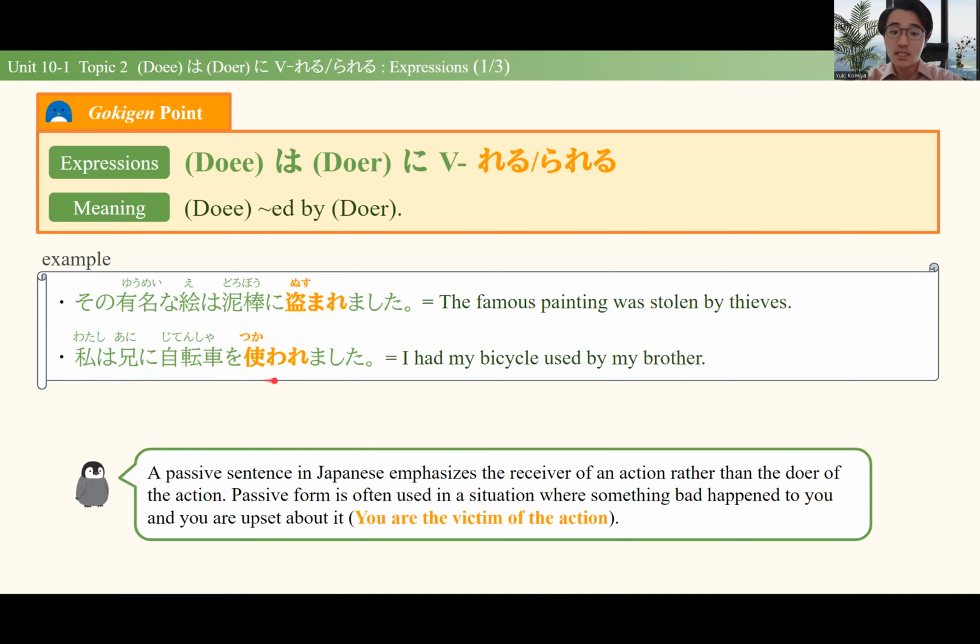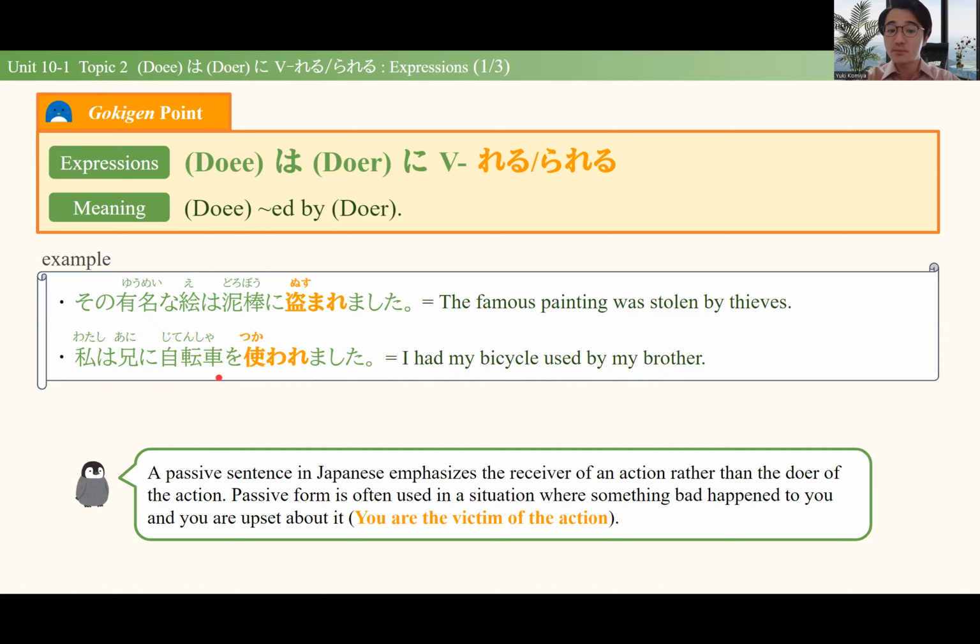私は兄に自転車を使われました. So do we, this is 私. Basically what happened is that I had my bicycle used by my brother, but in Japanese, this is a really negative event. So what it actually means is that your brother probably used your bike without your permission and you don't like it. That's when you use this passive form.